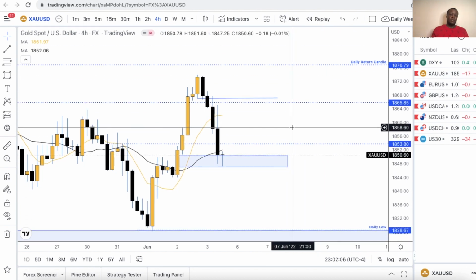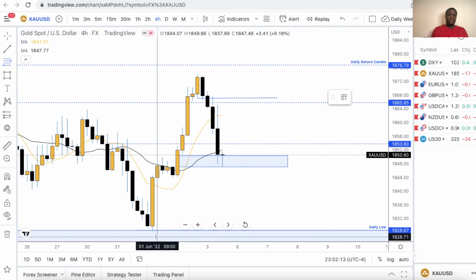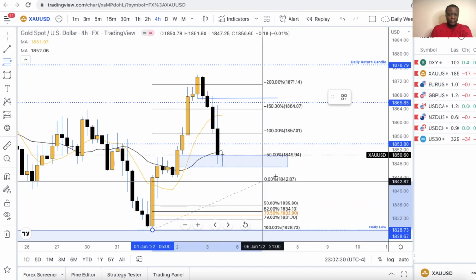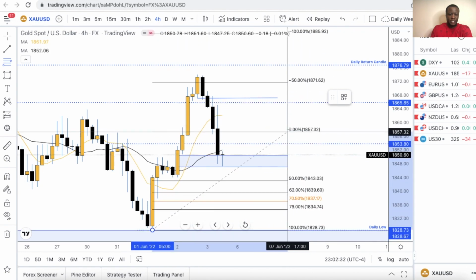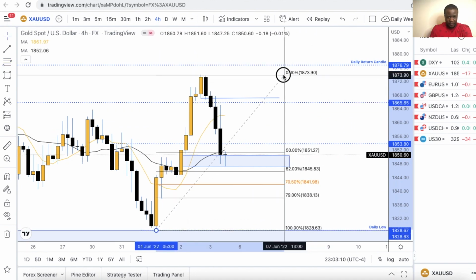Now let's talk about confluences. So confluences is like different elements of a trade that'll help you be confident in your trade. Once again, I do have a video, or I should be putting out a video on confluences if I haven't put that out yet. I don't know which one of these are coming out first, but hopefully I do put that one out.